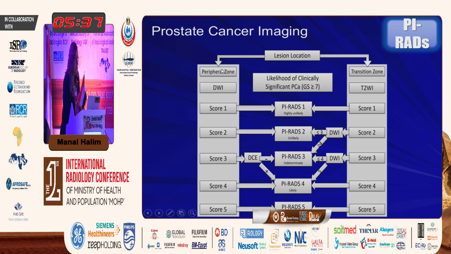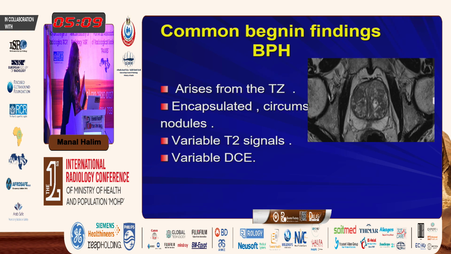This is the peripheral zone. The primary sequence is the diffusion weighted images, score 1, 2, 3, 4, 5. And sometimes if 3 is equivocal, we inject the patient with contrast and it may upgrade score 3 to score 4. While in the transitional zone of the prostate, the primary sequence is T2 weighted images, and here is score 1, 2, 3, 4, 5. And sometimes if score 3 is equivocal, we add the diffusion weighted images and see if it is going to upgrade the PI-RADS. And I'm not going to give more than this on the PI-RADS.